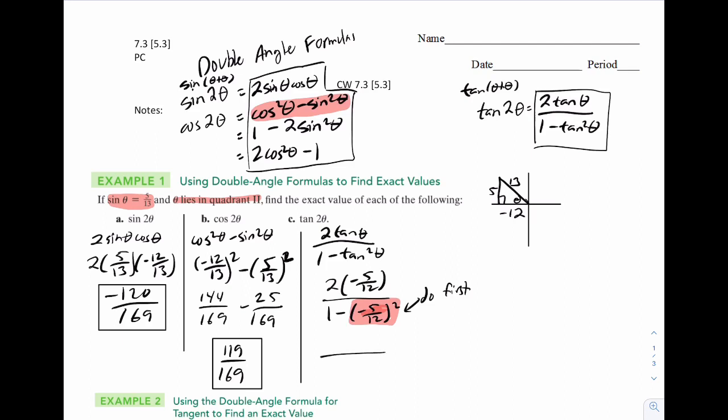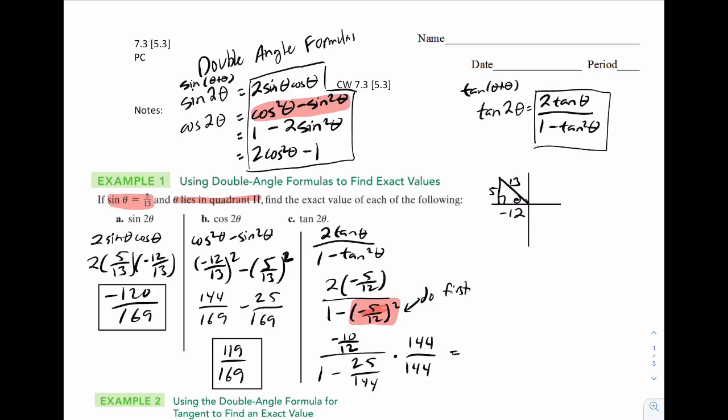So on the bottom, leave that as 1 minus. Let's square that. That's 25 over 144. Now work with the top. I'm just going to multiply it straight. So that's negative 10 over 12. Now it's multiplied by our common denominator, which is 144 over 144.